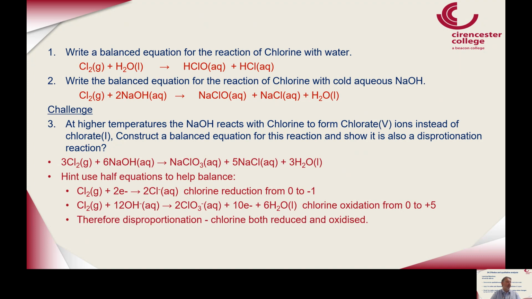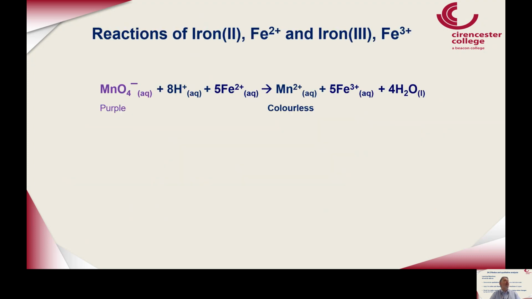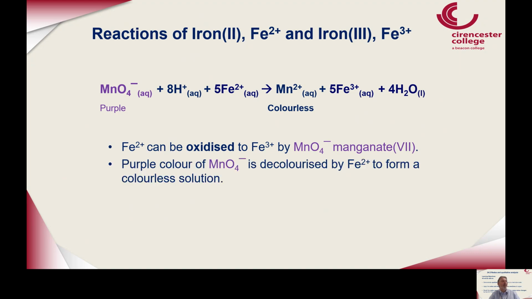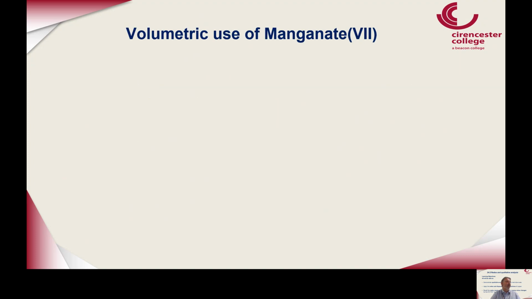Okay, therefore disproportionation. So we've done the manganate reaction with iron. Iron 2+ is oxidized to Fe3+, and the purple color is decolorized by iron to form a colored solution. Now we've then done this as practical 26.